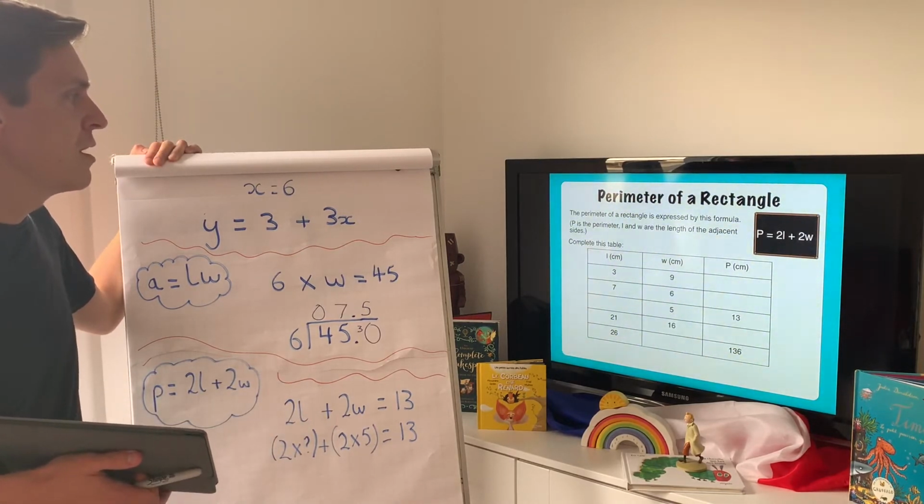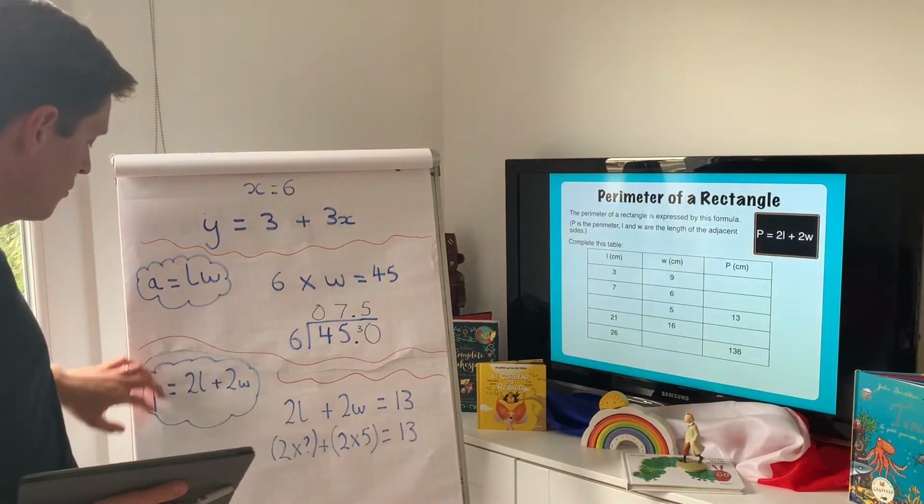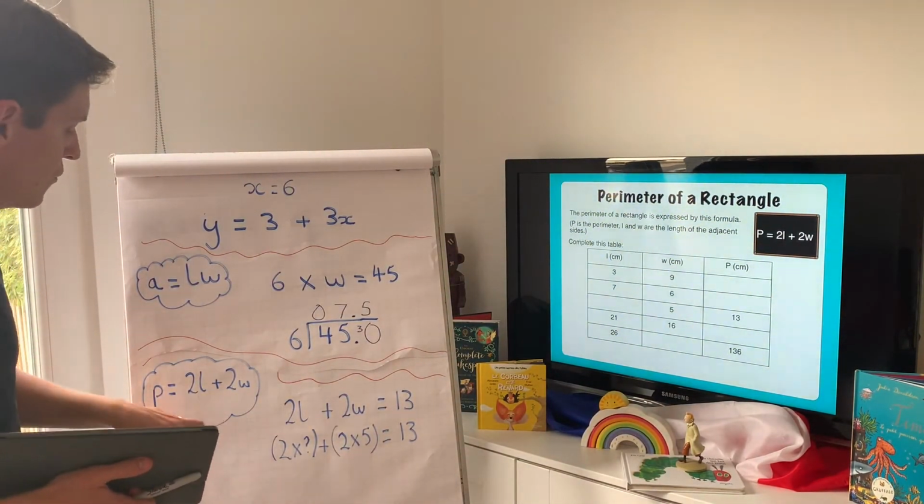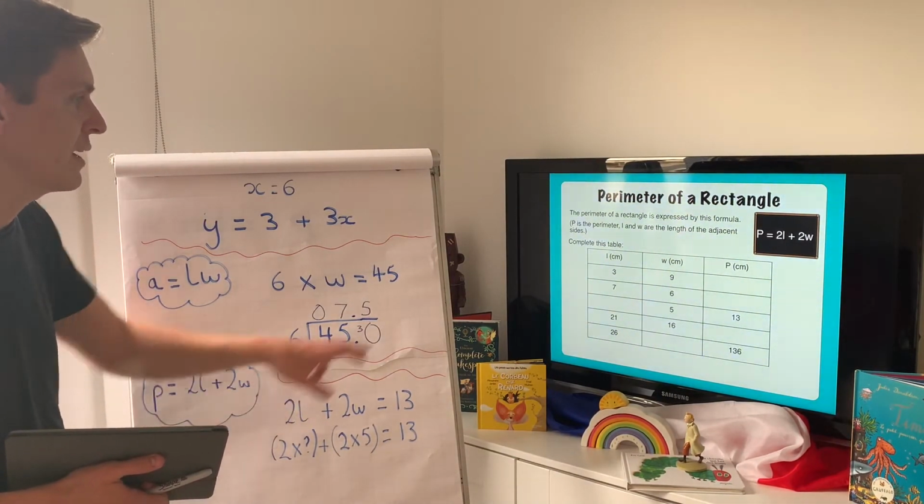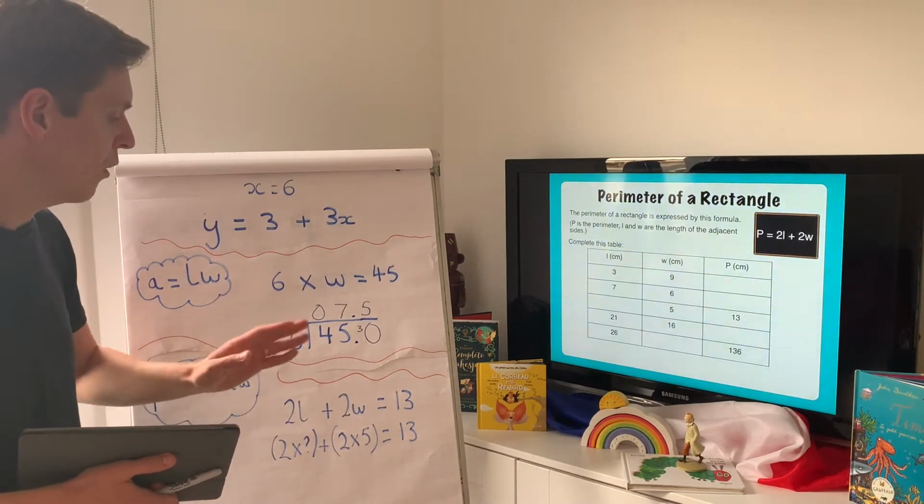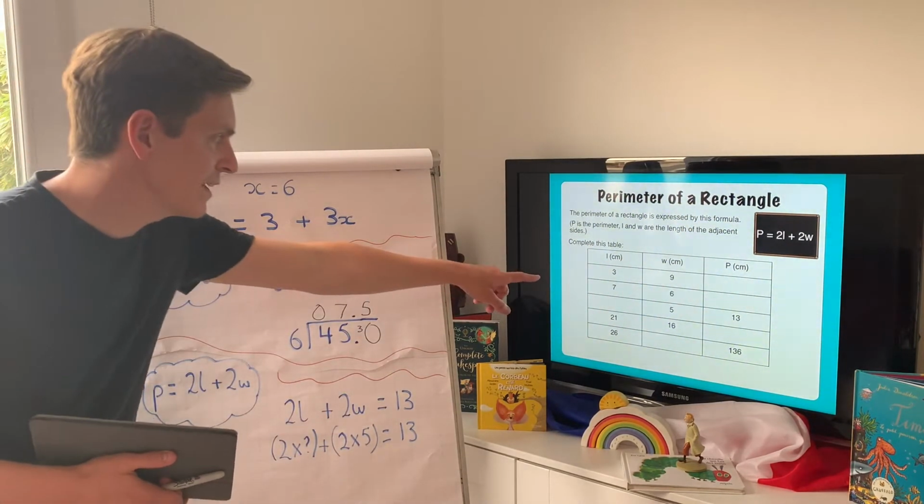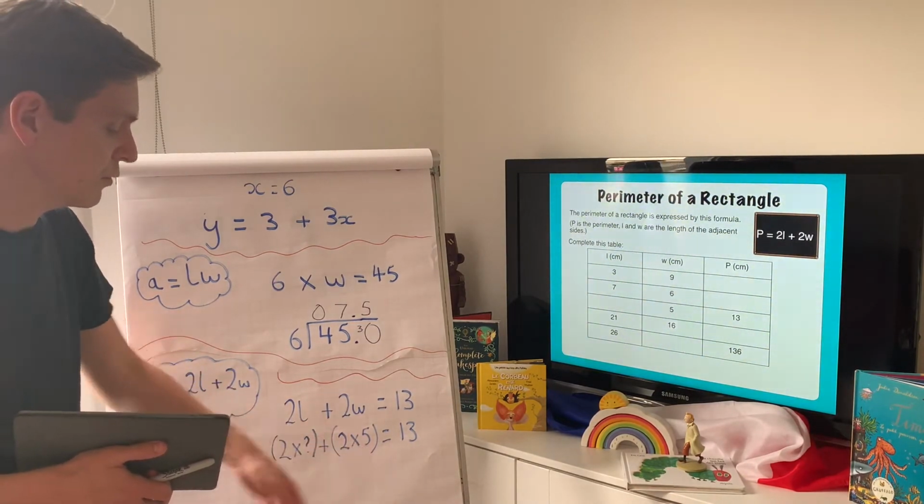Let's have a look at an example I'll put down here. Perimeter equals 2L plus 2W. I'm going to look at the one where it ends in 13. 2L plus 2W equals 13. What I know already is I've been given the width, which is 5. So I'm going to do 2 times 5, which is equal to 10.